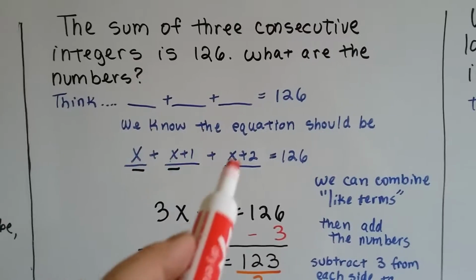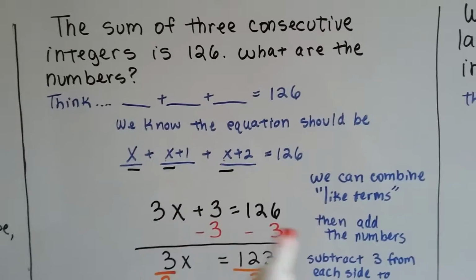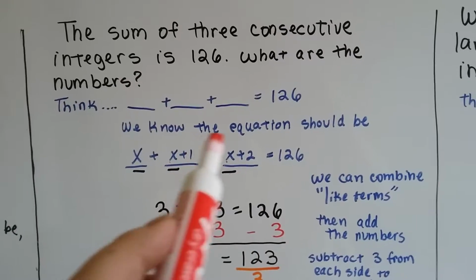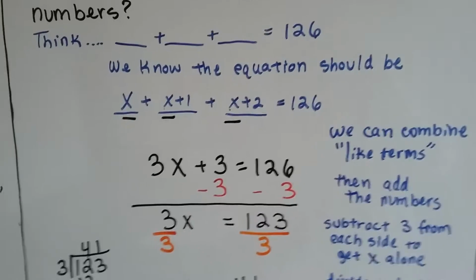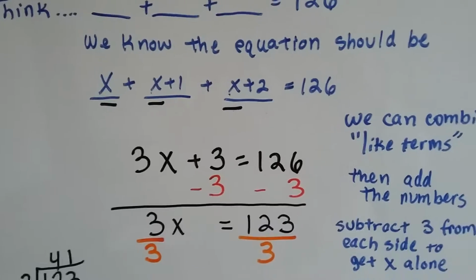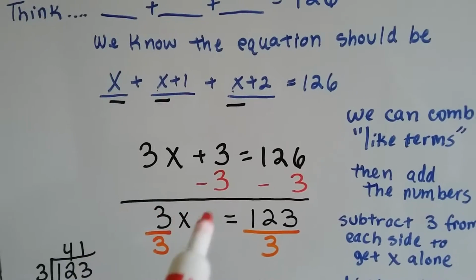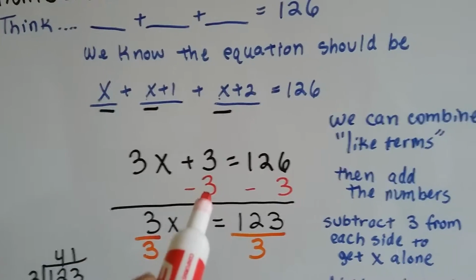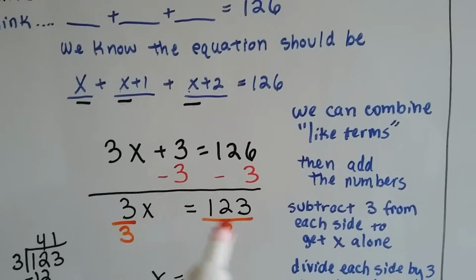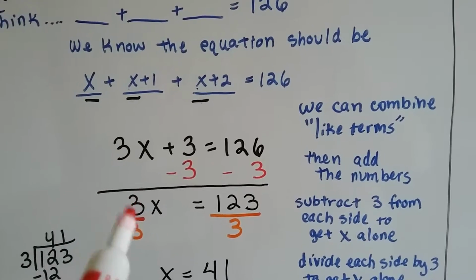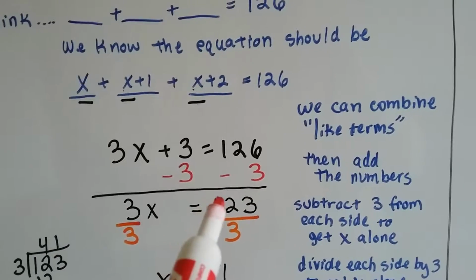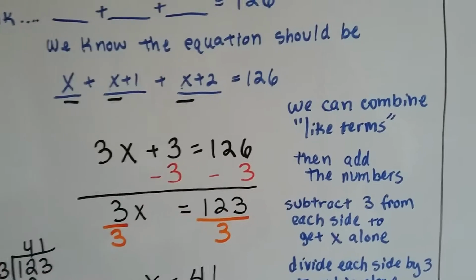There's 1x, 2x, 3x. So now we have 3x. And we add the numbers. 1 and 2 is 3. We have 3x plus 3. Does that look familiar to you, like a regular problem that we could just do inverse operations? Sure does. So because this is a plus 3, we can take away 3 from each side, can't we? And then that'll get x alone, or start to get it alone. So now we have 3x equals 123. 126 minus 3 is 123.